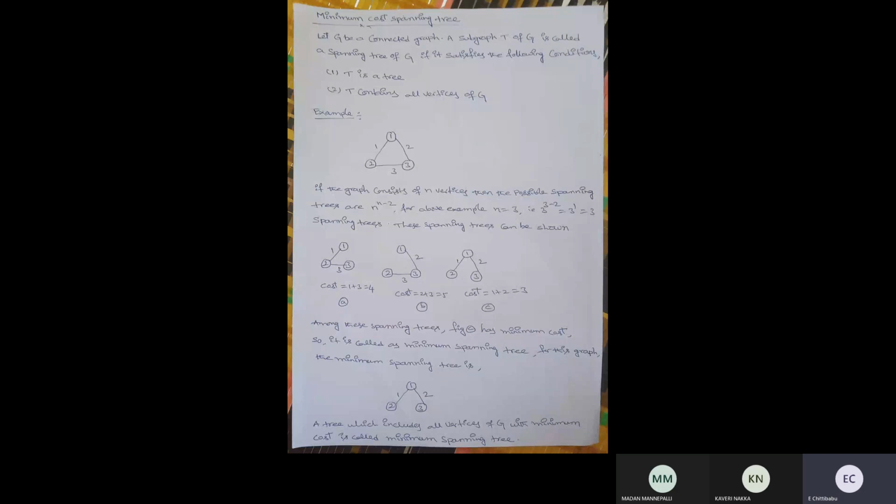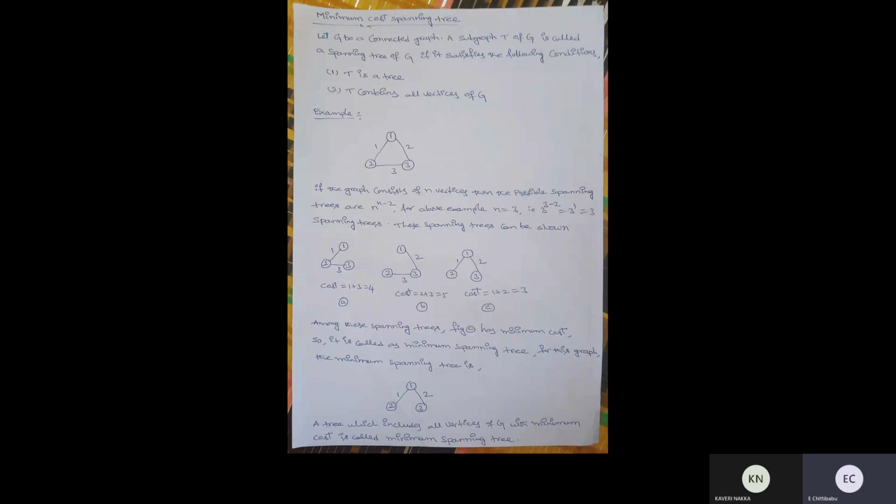Next is an example. This is example 1, 2, 3, and the corresponding costs of the edges are 1, 3, 2. If a graph consists of n vertices, then the number of possible spanning trees is n power n minus 2. Here in the example n equals 3, so 3 power 3 minus 2 equals 3 spanning trees.